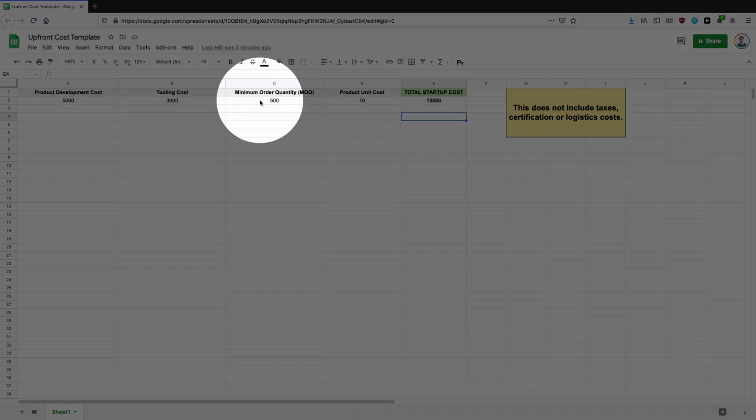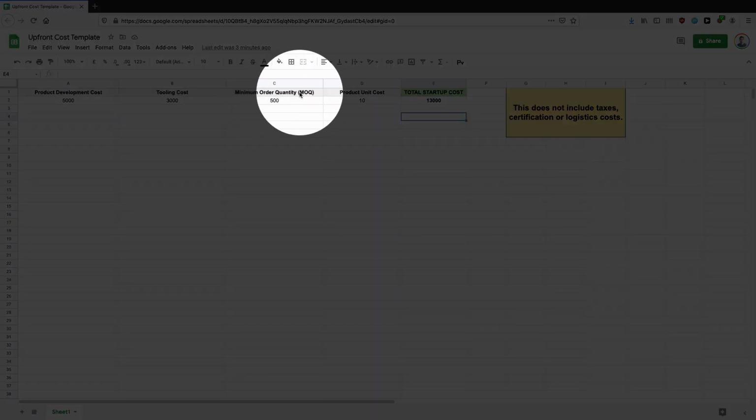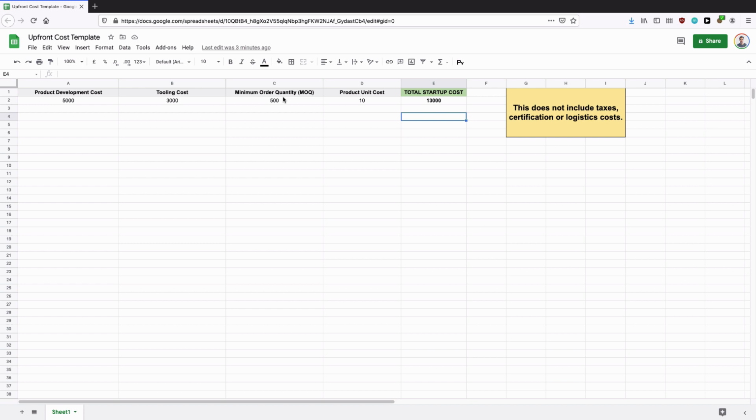Then in this column, we have the minimum order quantity. And this is the minimum number of units that a manufacturer will allow you to order. Because naturally, a manufacturer will not be very interested in working with you if you reach out to them and say that you're only going to order 10 phone holders or whatever product that you are making. So the minimum order quantity for mid-priced items usually lies around 500, maybe 300 if you're lucky.